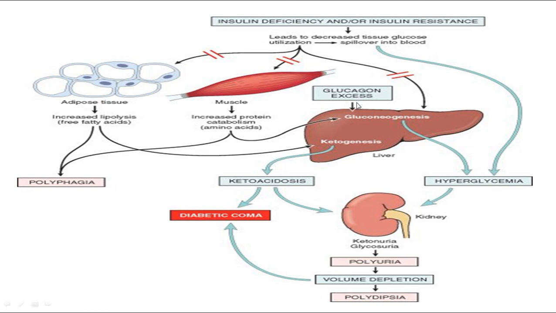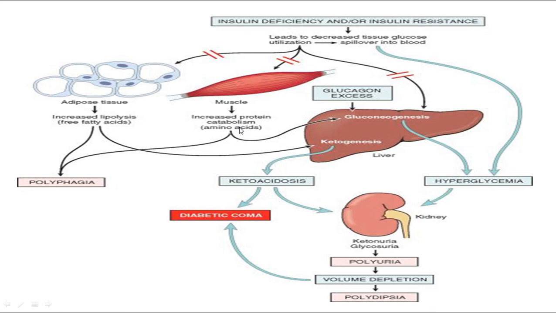Sometimes there is an excess of glucagon that leads to gluconeogenesis. As more and more gluconeogenesis starts, it results in ketogenesis. The ketone bodies are secreted into the blood, which leads to ketoacidosis, and the ketone bodies that go into the blood and further into the kidney lead to ketonuria. So ketone products are detected in the urine. Ketonuria is an indication of diabetic coma, or ketotic coma.